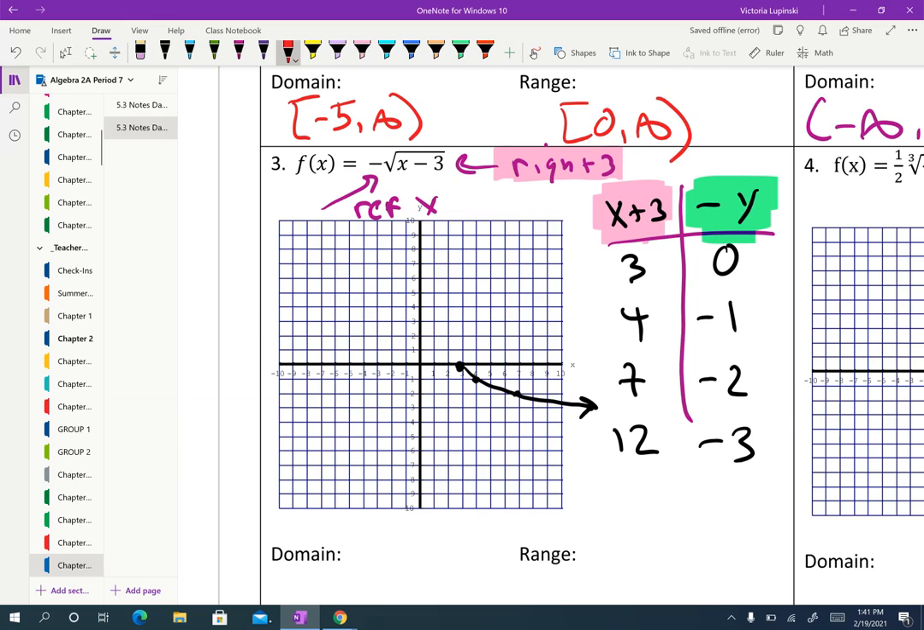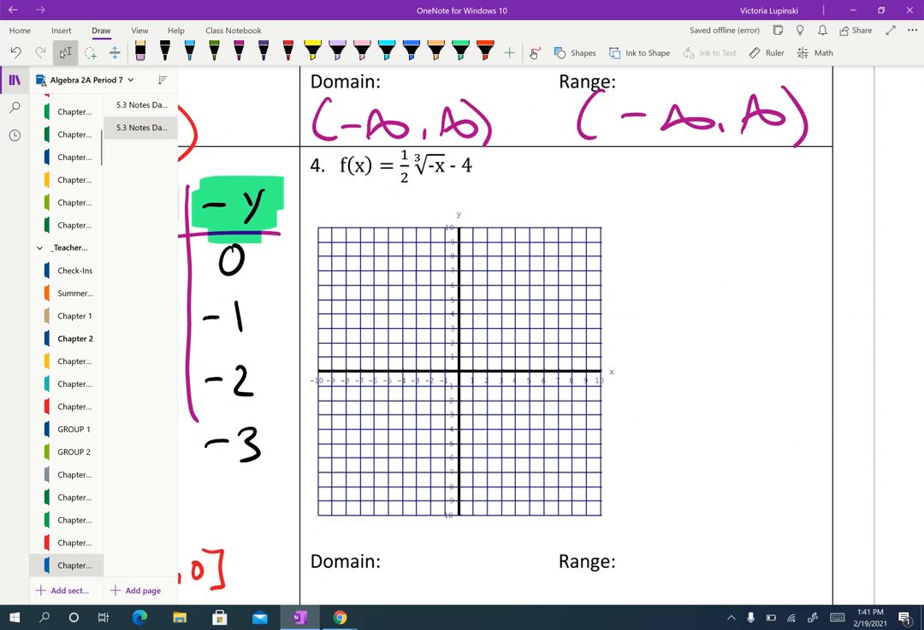So for the domain, your first x value is 3. So you're going to go ahead and say that the domain is 3 to infinity. When it comes to the range, 0 is actually not the smallest value, but it's the highest. So if 0 is the highest, that means the lowest is negative infinity, and your range should look like such.